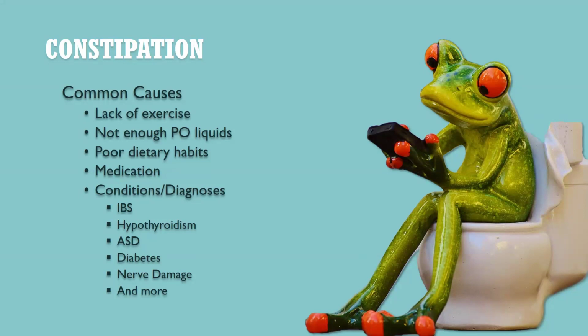And then some conditions or diagnoses that your client may have that could lead to constipation or chronic constipation are IBS, hypothyroidism. People that have been diagnosed with autism spectrum disorder are also at a greater risk for constipation. Clients with diabetes and clients with nerve damage also can have issues with constipation. And this is not a complete list. There are many other conditions and diagnoses that can lead to constipation, but those are some of the more common ones.